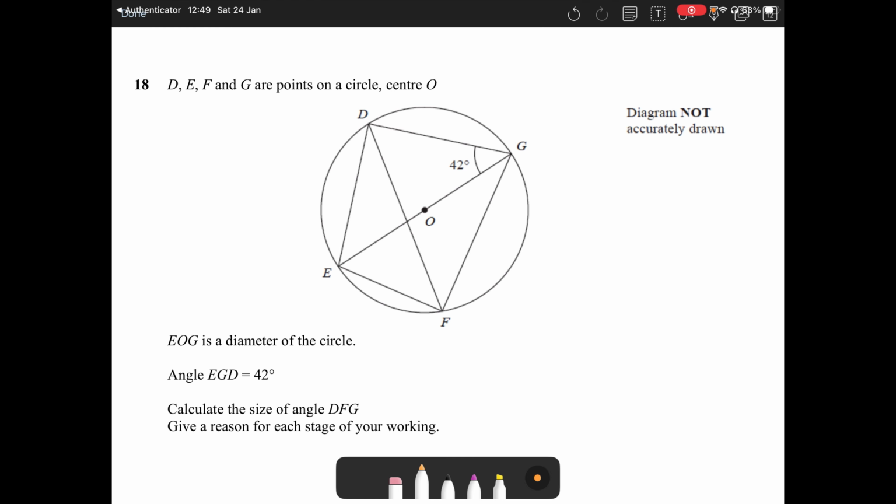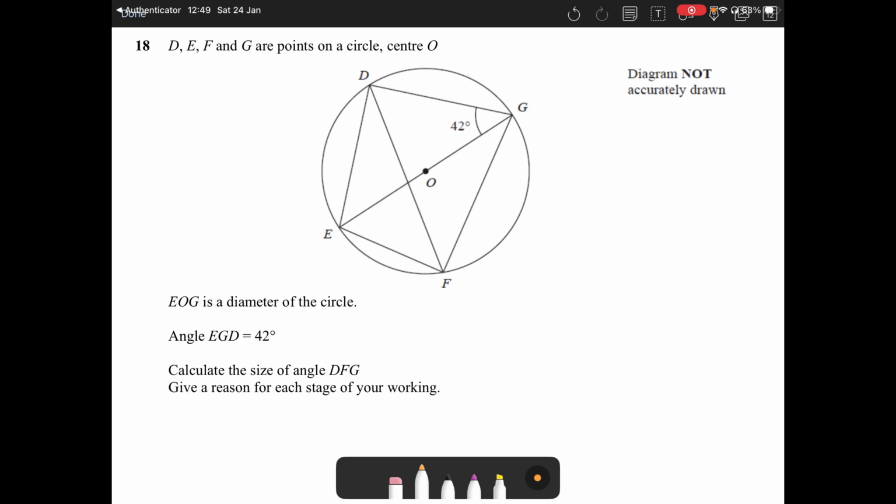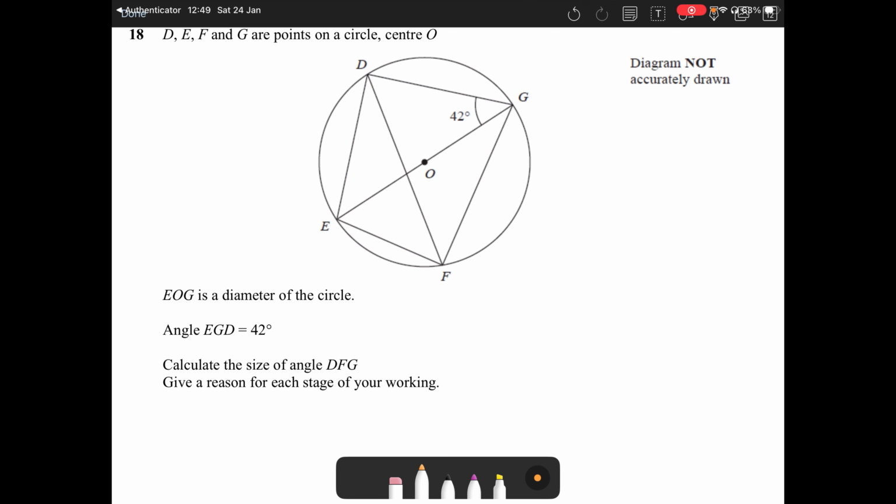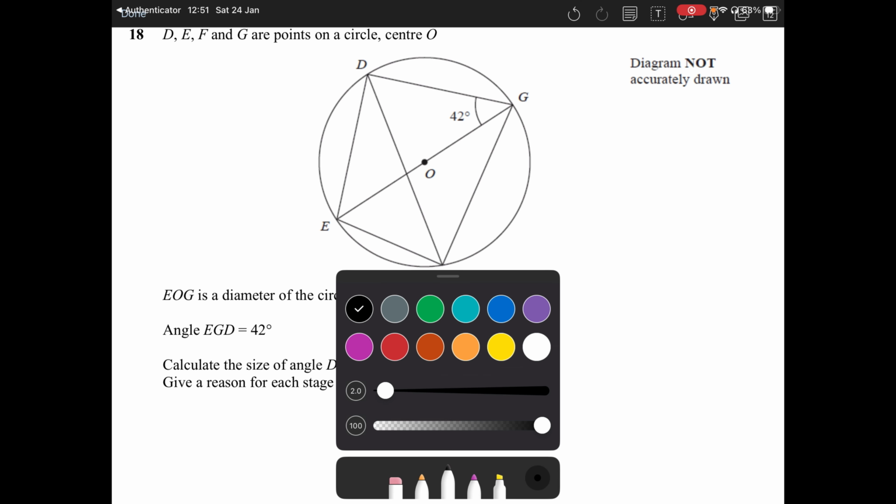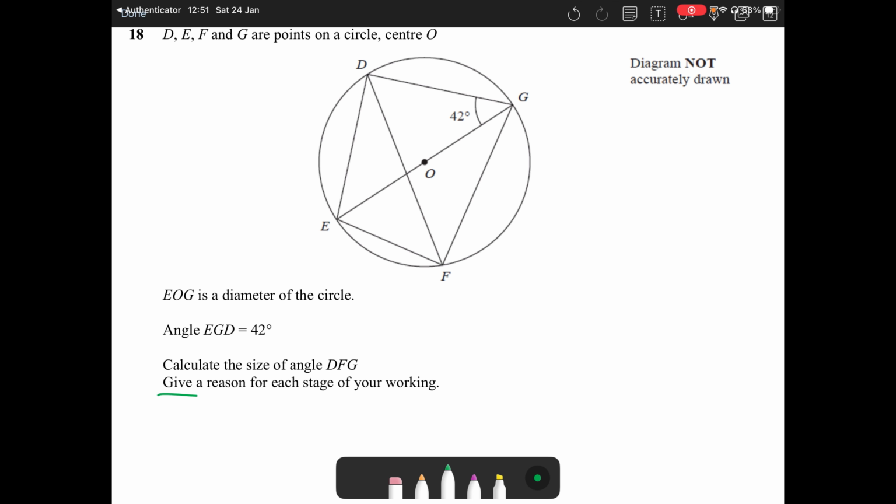All right, number 18. Circle theorems at first glance. EOG is a diameter. We love diameters. DFG. Okay. This angle here. Right, circle theorems question. We've got a diameter. DFG. State each reason. This is tough because even top students miss out keywords. I'm going to show you how to get it right every time.